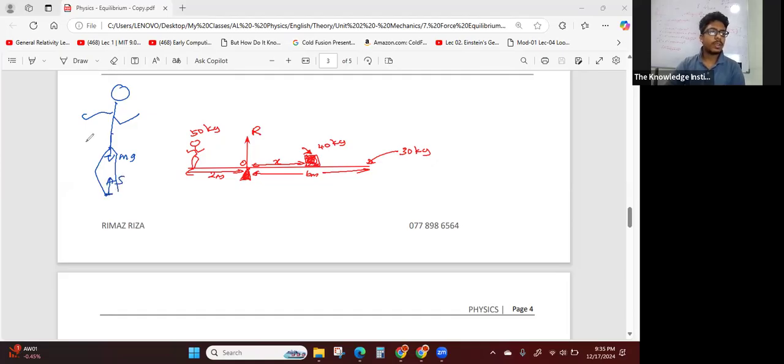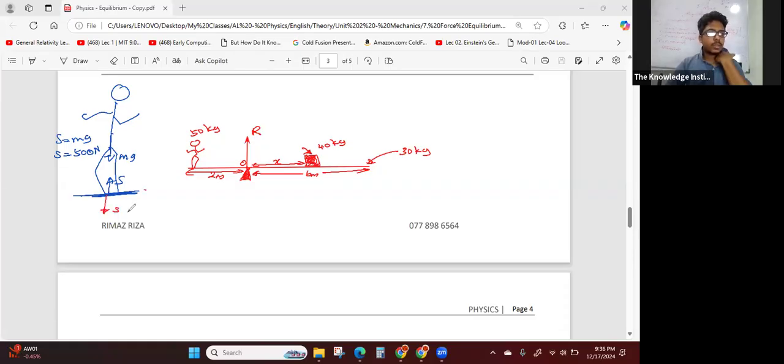If you consider the equilibrium of this boy, S equals mg. Therefore S equals 500 Newton, since mass is 50. Now if you consider the plank, an equal and opposite reaction force S will be acting on the plank according to Newton's third law. So that S will be equal to 500 Newton.